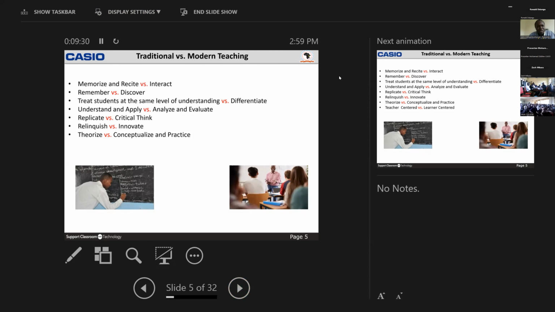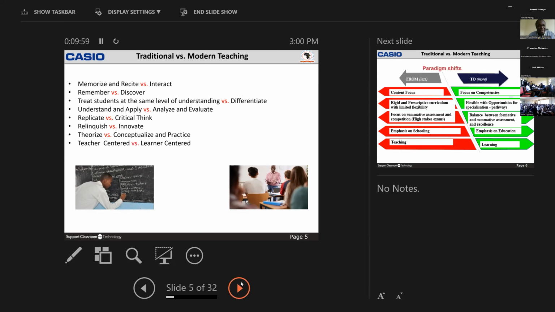And these are the biggest problems. Teachers teach depending on how their learners are assessed. If teachers have to teach well, then there must be a new way of assessment. And that will make the teachers run away from training their learners to memorize and recite, issues of remembering instead of discovering, issues of treating students at the same level of understanding rather than emphasizing differentiated learning, which emphasizes inclusivity in education, especially now in sciences, STEM, mathematics, issues of understanding and applying versus analysis and evaluation.